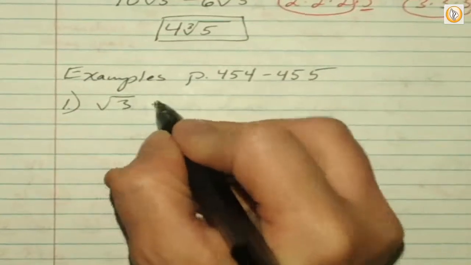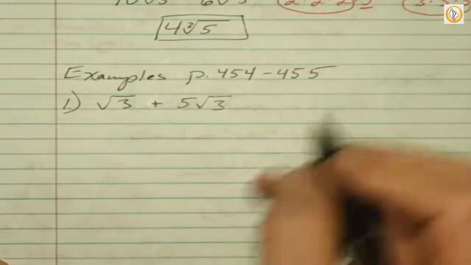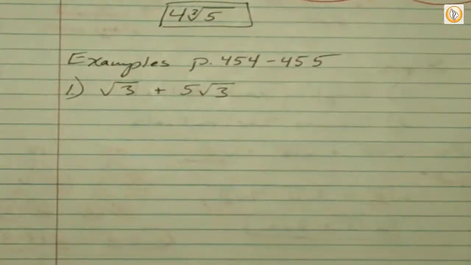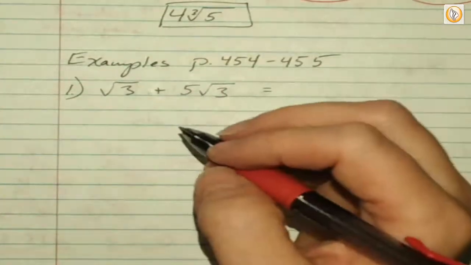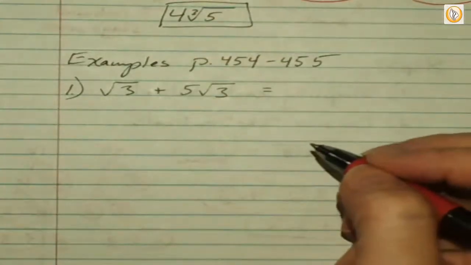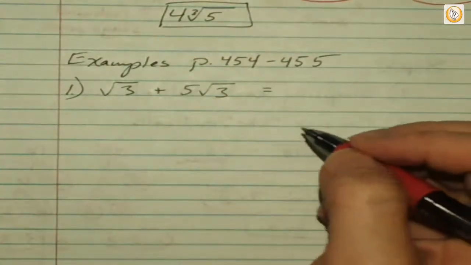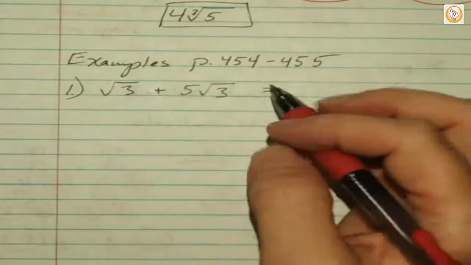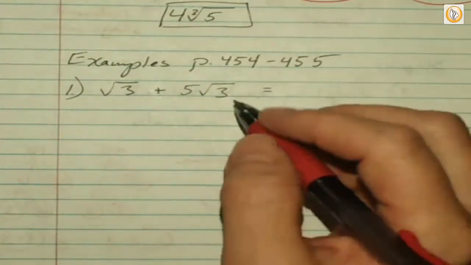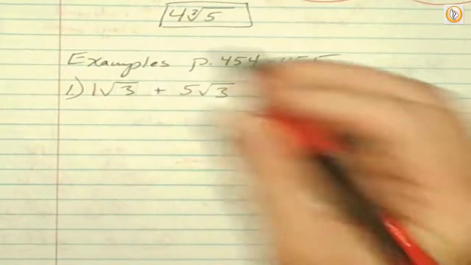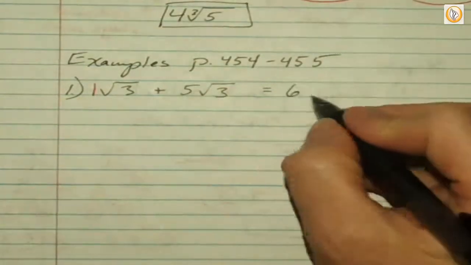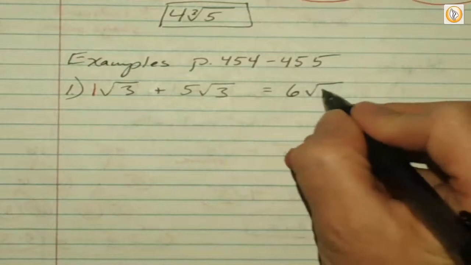Square root of 3 plus 5 times square root of 3. Valeria, tell me how to solve it. Just add the outsiders and keep the one side the same. Okay, so what do you get? 6 squared. Where'd you get 6? 1 plus 5. Where's the 1 from? It's imaginary. She's correct. 6 times square root of what? 3. Perfect.